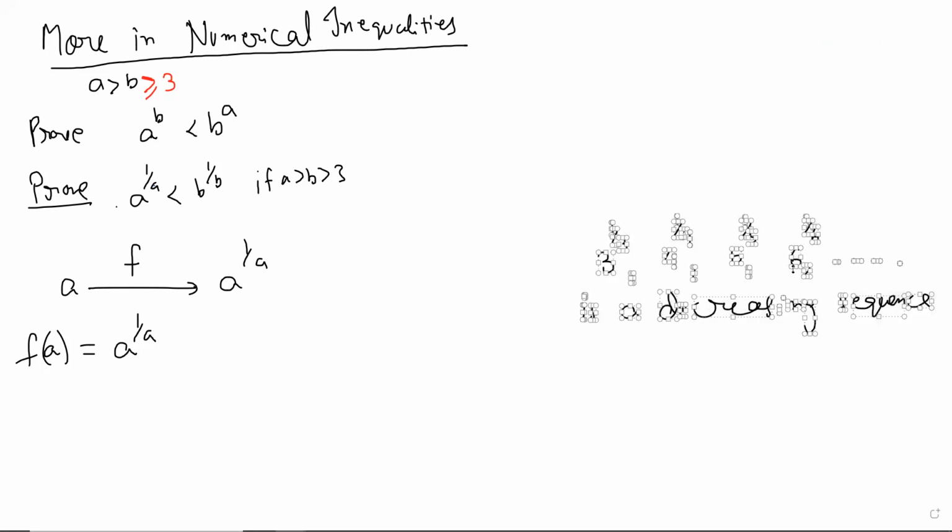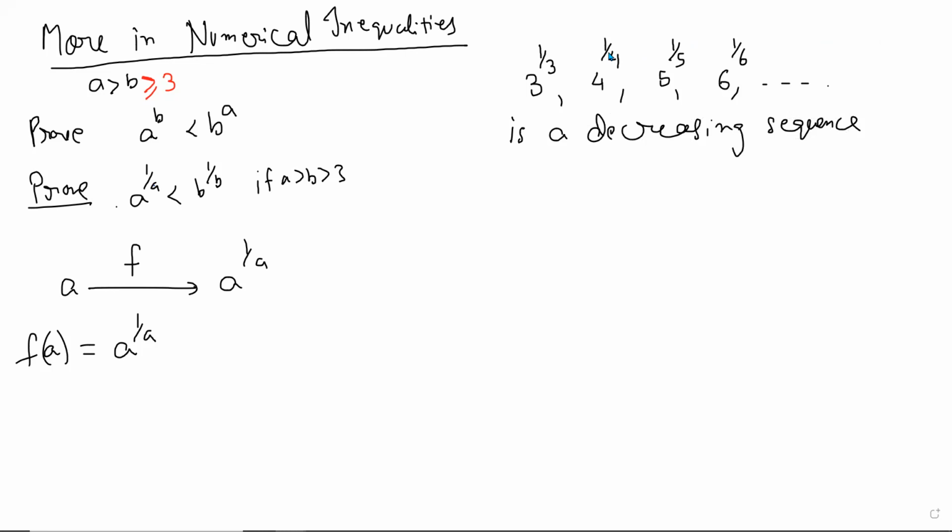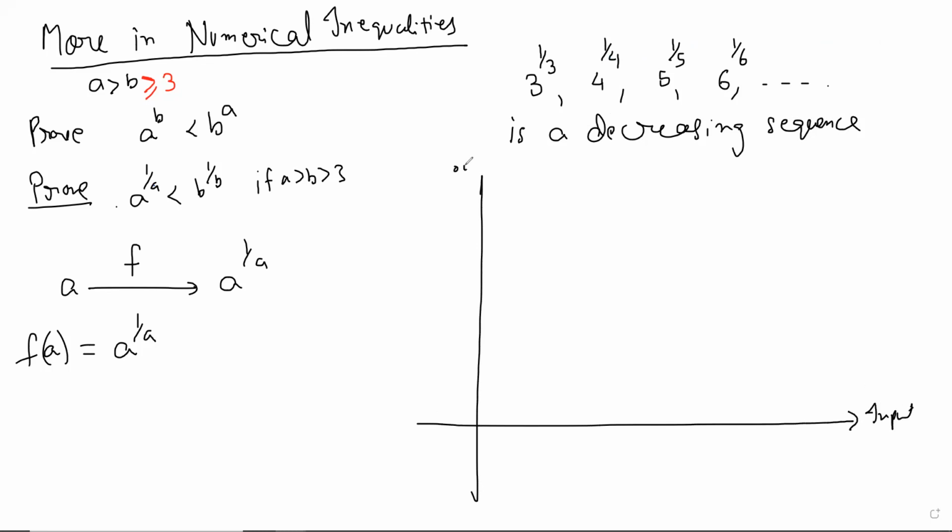Maybe you have not learned to graph; I don't think you've learned to graph functions. But what I'm saying is, here is where you put the input, and this is where you put the output. For every x, you send the output as x to the power 1 by x, the height. So this is x to the power 1 by x.